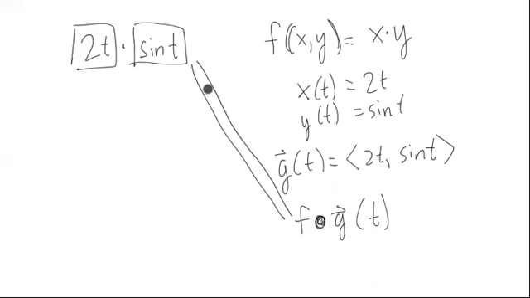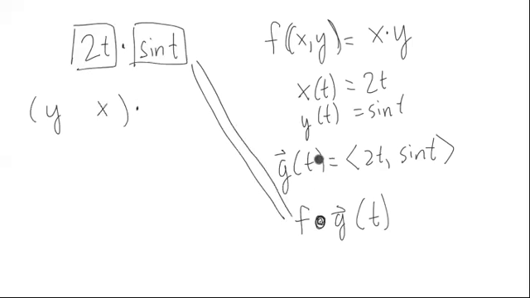So the chain rule states that we just take the derivative of f right here. So f has two inputs, so it has two columns, and one output, so one row. And we have the derivative of f with respect to x is just y. The derivative of f with respect to y is just x, holding the other variable constant.